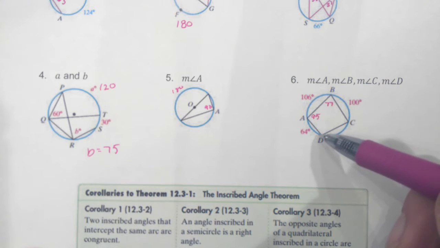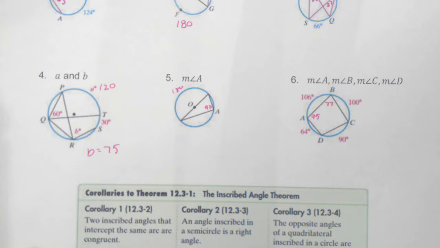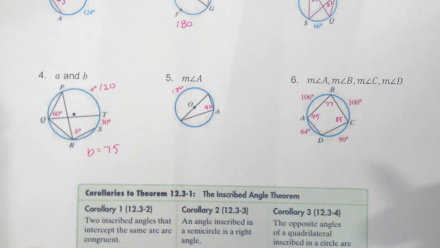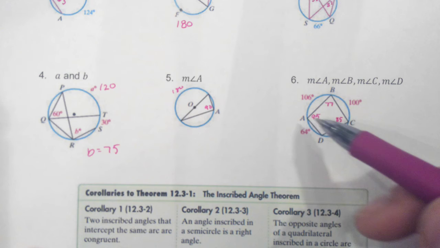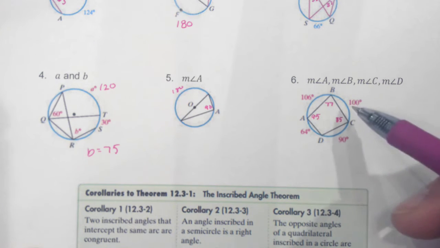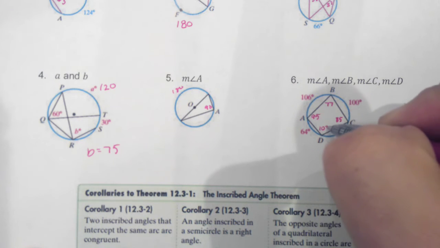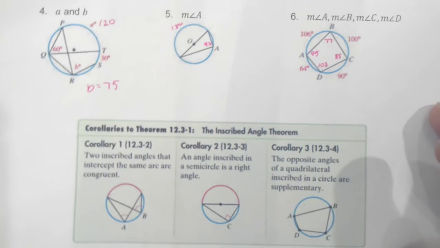Angle C goes from here to there. Put those together, you've got 170. Half of 170 is 85. And then finally, angle D goes from A to C. Put those together, 206 divided by 2, 103. So there you go. Interesting stuff.